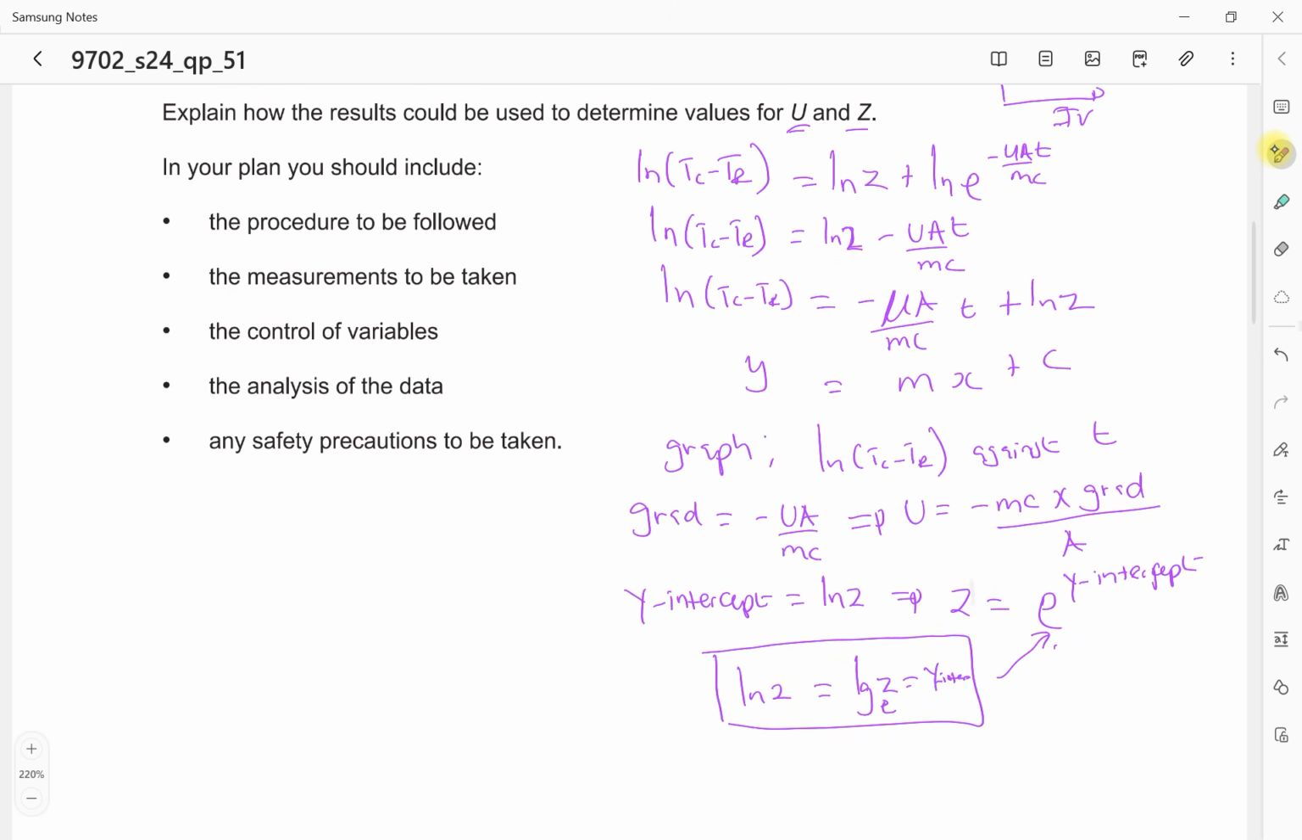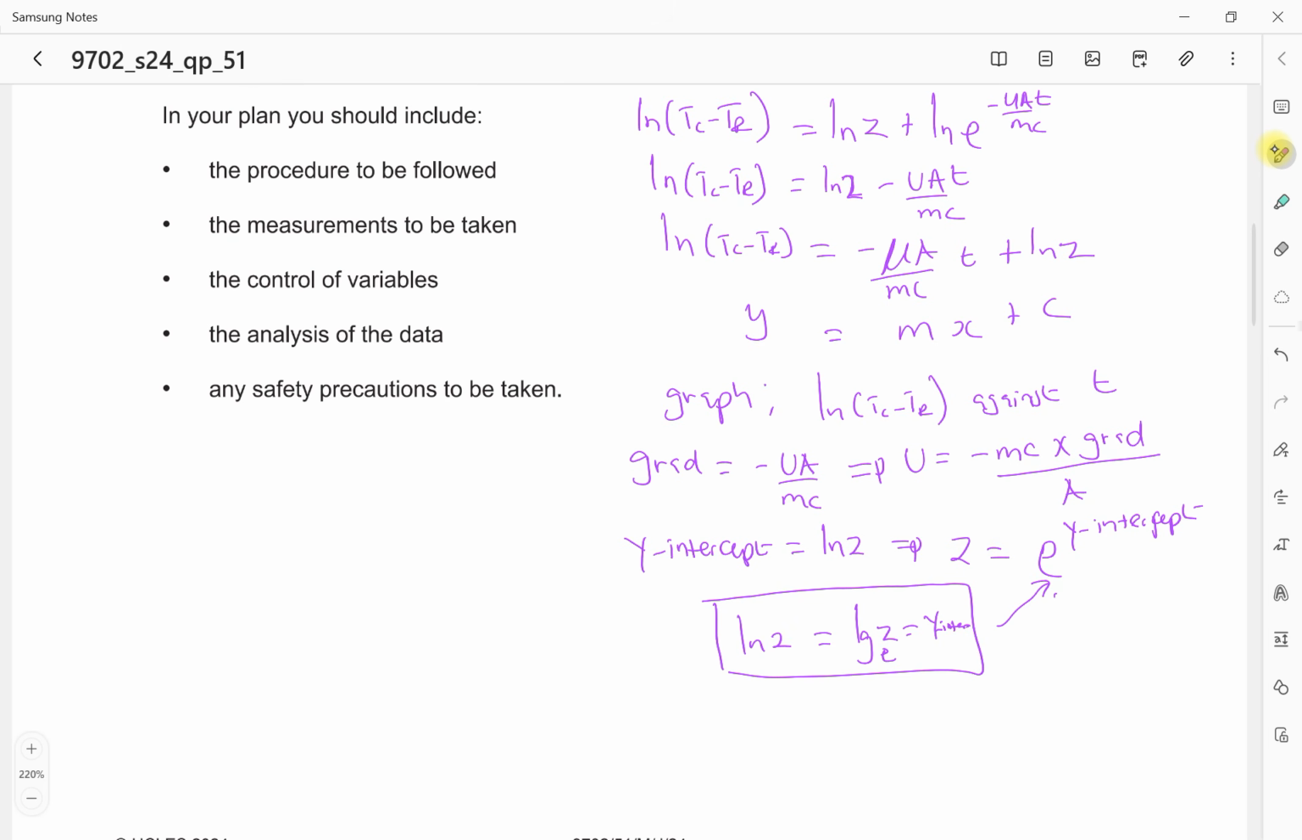So safety, I think safety is involved. Of course, the relationship is going to be true if it is a straight line, but of course it has a y-intercept. So I expect it to be a straight line with y-intercept of ln of Z. That means the relationship will be valid if it is a straight line with a y-intercept which is equal to ln of Z.